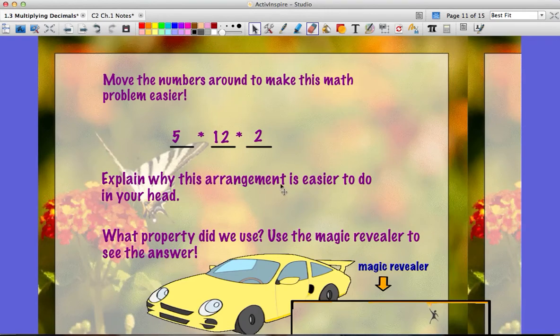Same thing as when we add. You want to get to a multiple of 10. It makes things easier to add together. So if I can move the 12 and the 2, instead of doing 5 times 12, which might be a little bit more complicated for us, we can do 5 times 2, which is 10. 10 times 12 is going to give me 120, because I can use that rule of ignoring the 0. 1 times 12 is 12, and I add 1 0 to the end.